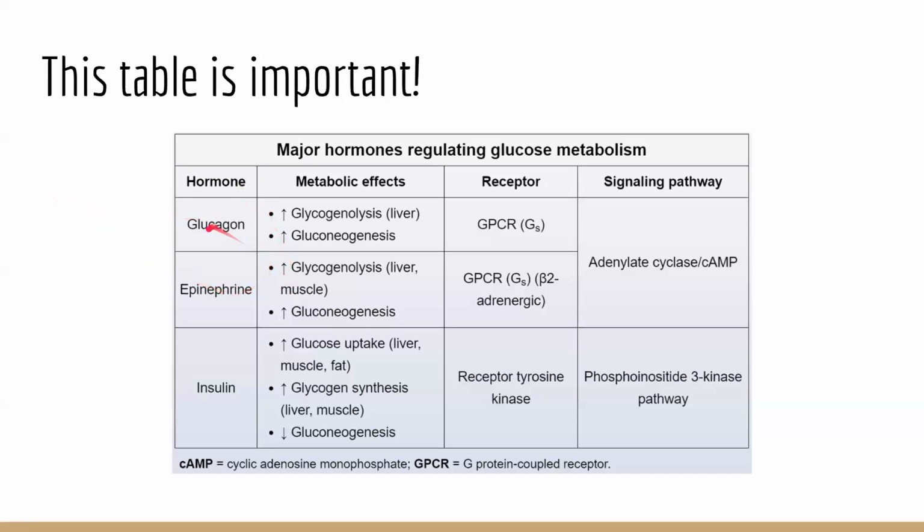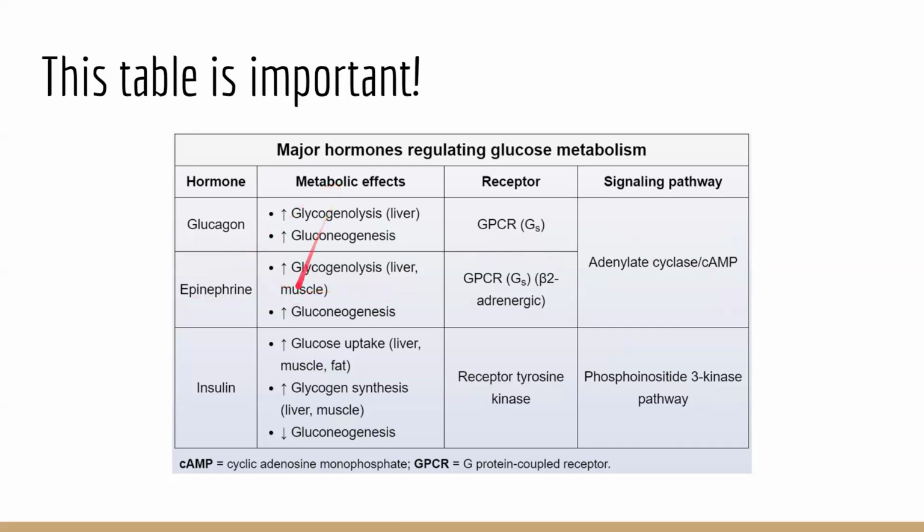So glucagon will cause glycogenolysis in the liver, and we said this was one of the most dramatic effects. It also causes increased gluconeogenesis, so it forms glucose through both of these ways. Its receptor is a GPCR, a G protein coupled receptor, with Gs, which was cAMP, right? And the signaling pathway is adenylate cyclase, cAMP, which is also shared with epinephrine.